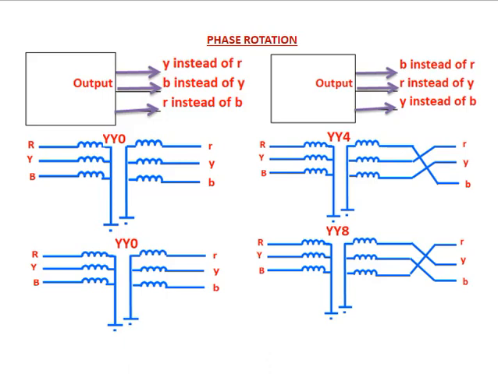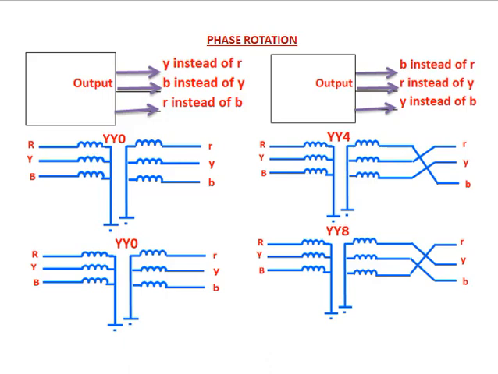Phase rotation. If we consider transformer, R phase, Y phase, B phase are output. These are connected to R phase, Y phase, B phase terminals. If the Y phase is connected to R phase terminal, this is called phase rotation. That is, Y phase connected to R phase terminal, B phase connected to Y phase, R phase connected to B phase. This is called phase rotation. If you see the sequence, it is a right sequence only, positive sequence only.